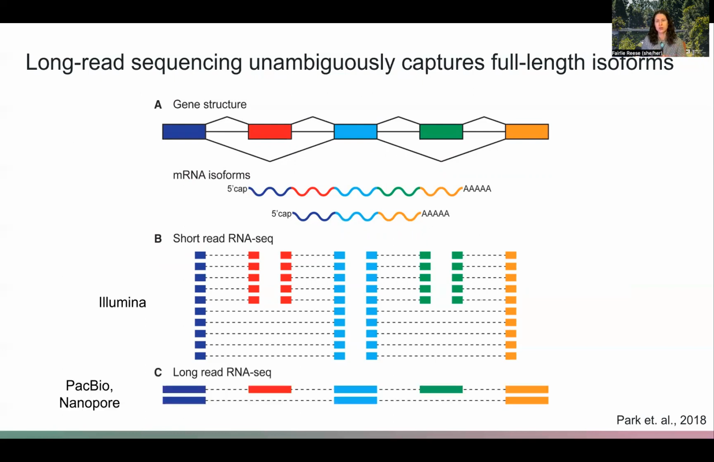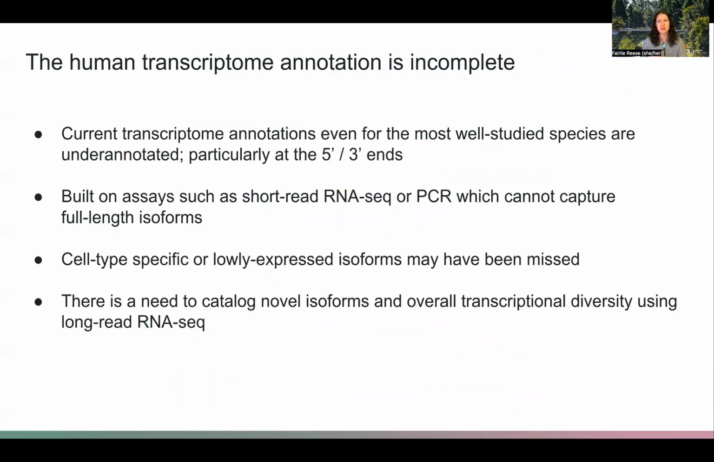By contrast, long-read RNA sequencing sequences through the entire molecule, giving us not only the exon connectivity of the transcript, but also the putative 5' and 3' ends of the transcript. And this is an important resource because, as you see, many transcriptome annotations are actually incomplete. This is partially due to their reliance on length-limited assays, such as short-read RNA sequencing or PCR. But it is also because the focus of these annotations is typically on the exon content of the transcripts and not as much on the 5' and 3' ends.